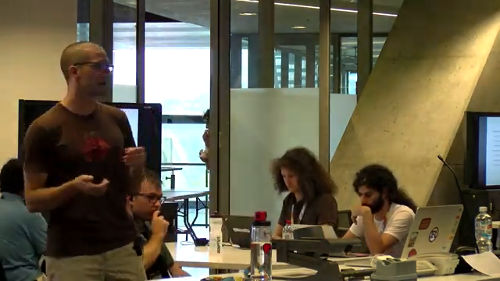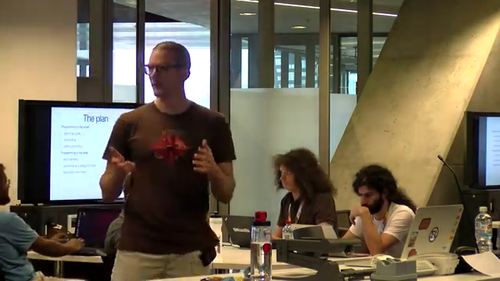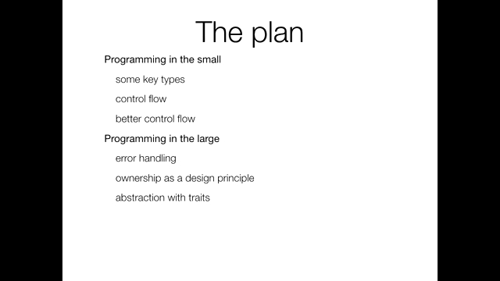Okay, so the tutorial is going to be in two halves. The first half is going to be programming in the small, so how to write better function bodies, how to write better code, at the micro level. So I'm going to cover a few of the really key fundamental data types that every Rust program uses a lot. I'm going to talk about some control flow that's maybe not so familiar from other languages, and then I'm going to tell you how to avoid doing that and write better control flow by using other constructs and some methods on these types.